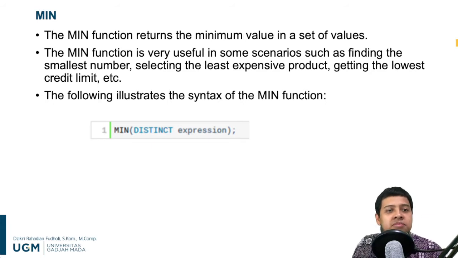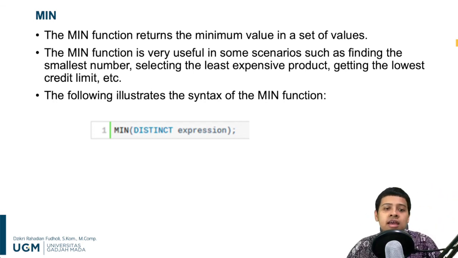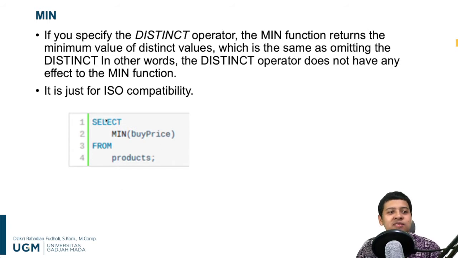The min function returns the minimum value in a set of values. So if max is the maximum, of course, min is the minimum. It will return the minimum value. Sometimes it's very useful if you want to find the smallest number, the least expensive products, or the lowest credit limit, and so on. The following query is: select min of the column, from which table.